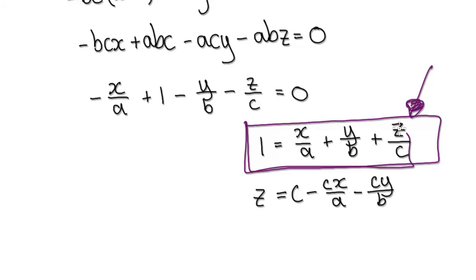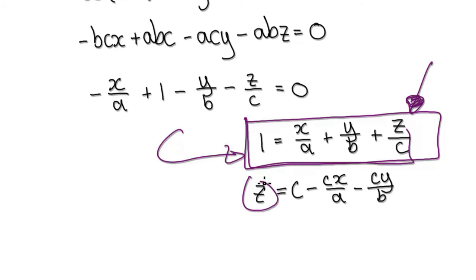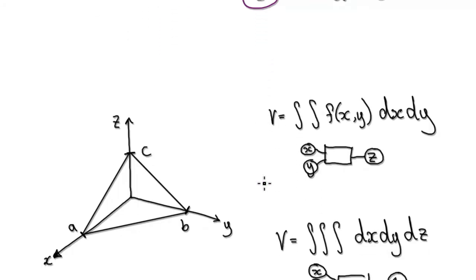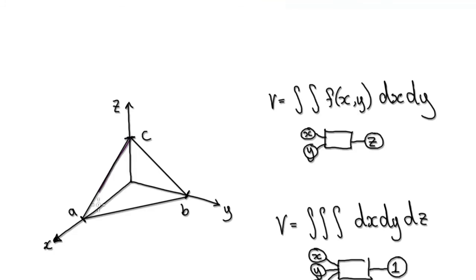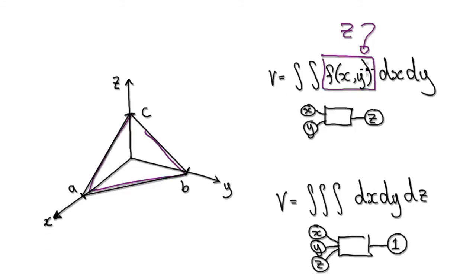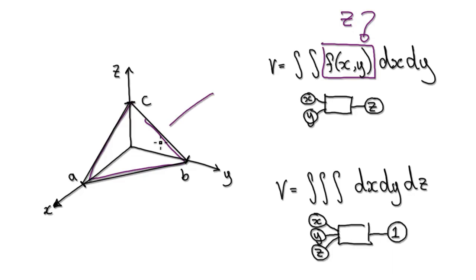By using vectors, we can come up with the equation for that surface and rearrange it to make z the subject. The reason why we're making z the subject is because z represents our surface. So now we've got our surface. So now we can use a double integral on our surface to work out the volume of this thing here, which I will explain in the next video.